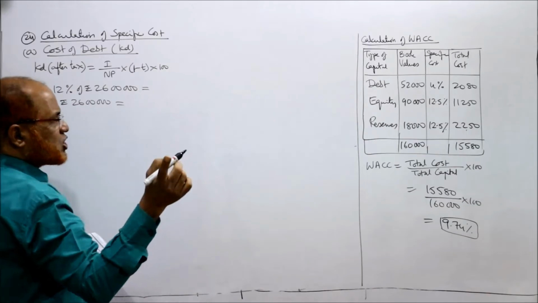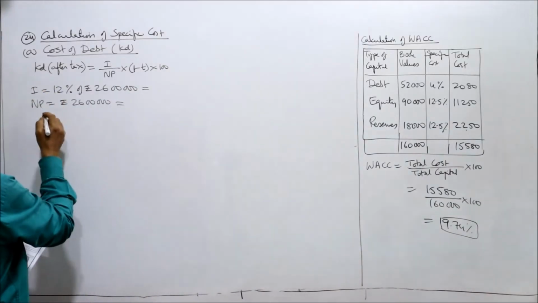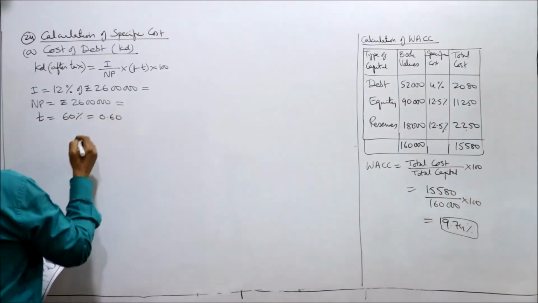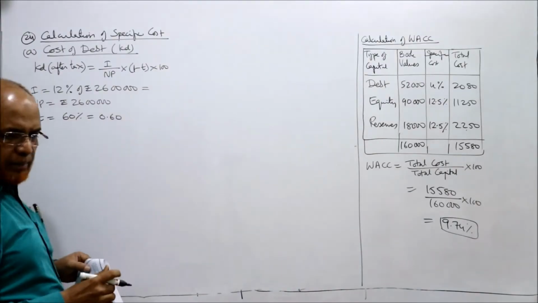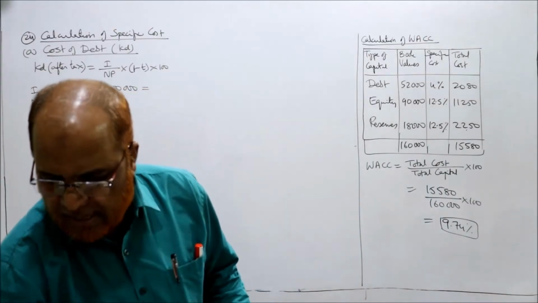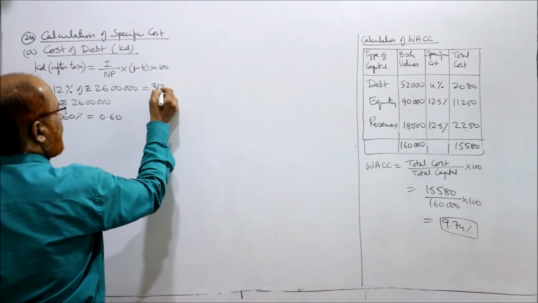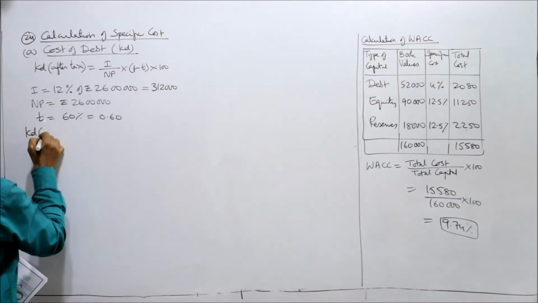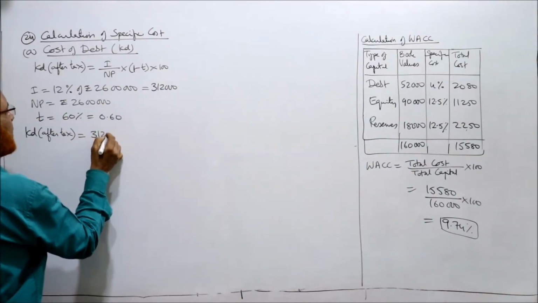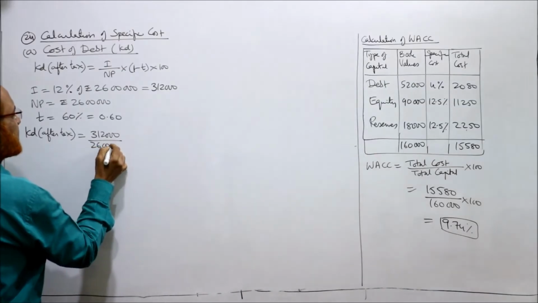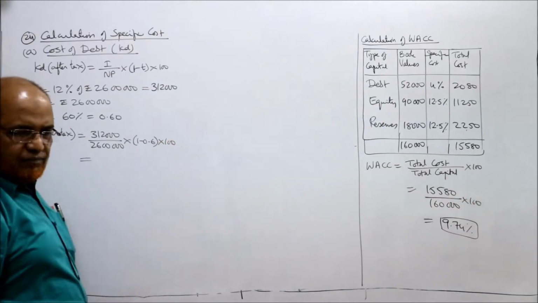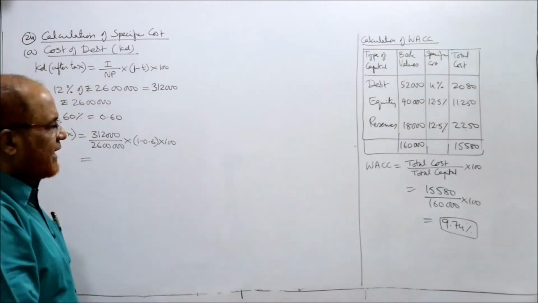Because we don't have any flotation cost, any discount, premium, nothing. T is equal to tax rate. Tax rate is 60%, 0.60, right? Now 12% of 26 lakhs, 3,12,000. Now KD after tax is equal to I is 3,12,000 divided by 26 lakhs into 1 minus 0.6 into 100. If you solve, you will get 4.8%.